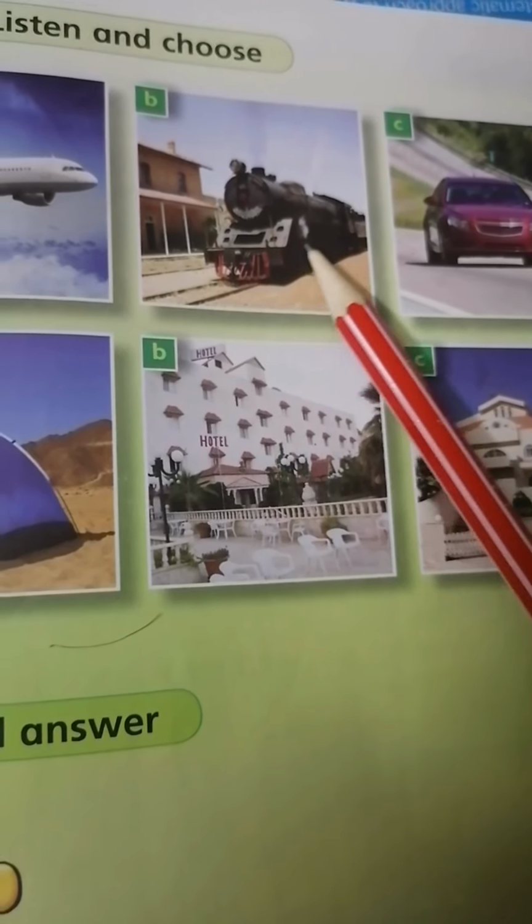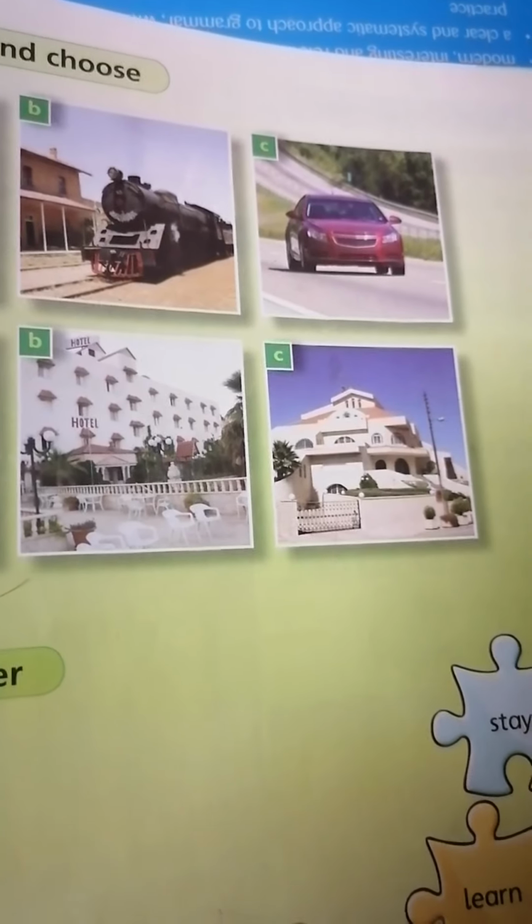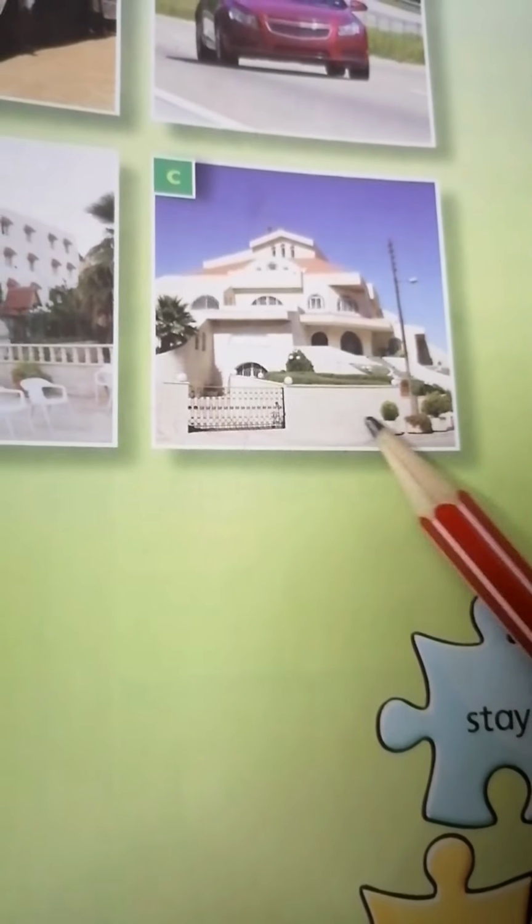And here. Yes, it's a train. I can see a train here. And the picture here, we can see a car in the street. Look at this. What's this? It's a tent. Do you remember the tent? Tent. Here, we can see a hotel. Yes, it's a building, a big building. Here, it's a big house. You can see a house.